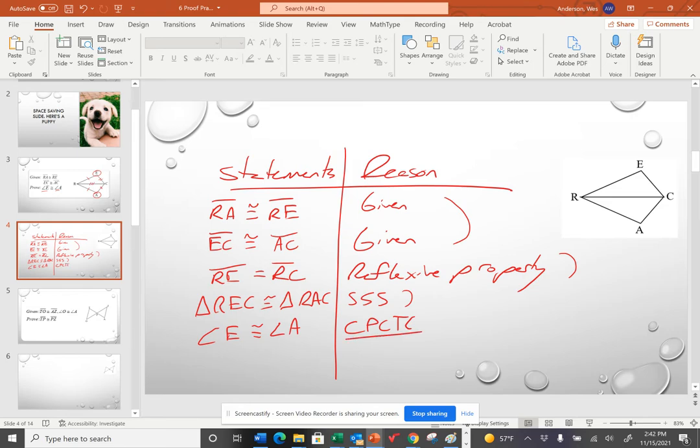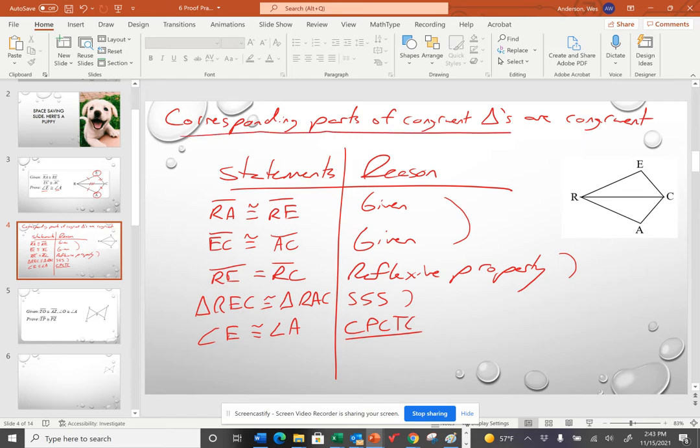which is this right here, and means corresponding parts of congruent triangles are congruent. Okay, so corresponding parts of congruent triangles are congruent. All that means is that if you have two triangles that are congruent, all their corresponding sides and angles will match up. So instead of having to write this big long thing right here, you're allowed to abbreviate.